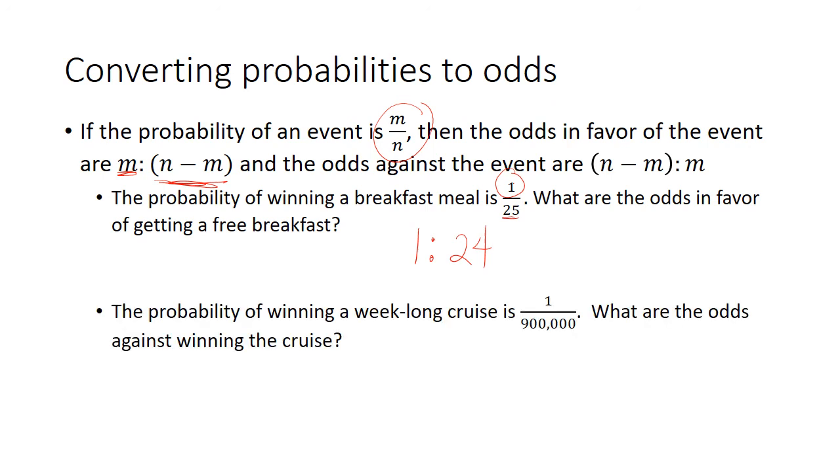The probability of winning a week-long cruise is 1 in 900,000. So what are the odds against winning? If I'm wanting to do against winning, I'm going to subtract them first. So that would be 899,999 to 1.